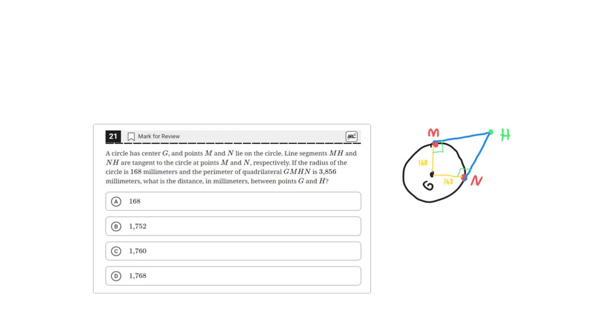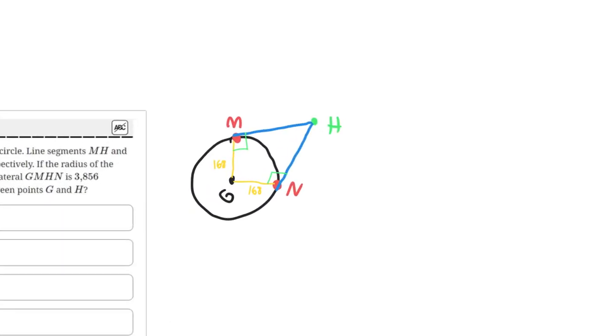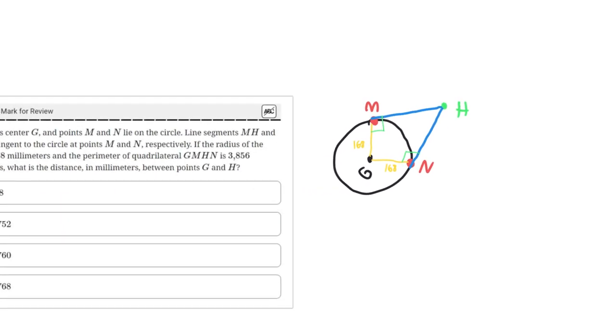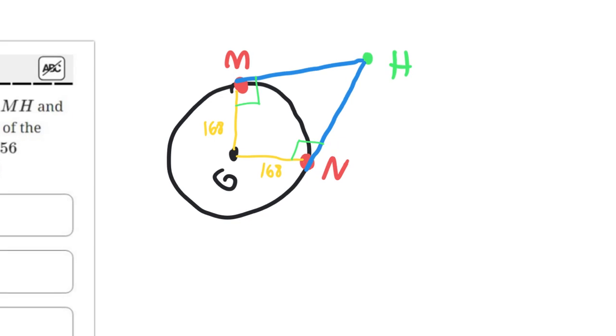The perimeter of the whole quadrilateral is 3856. We'll worry about that later. What is the distance in millimeters between G and H? Right. So it is the case that we could call this X and this X, because remember, I already said that this tangent line length has to be the same as this tangent line length.